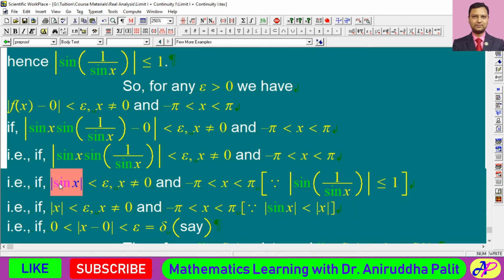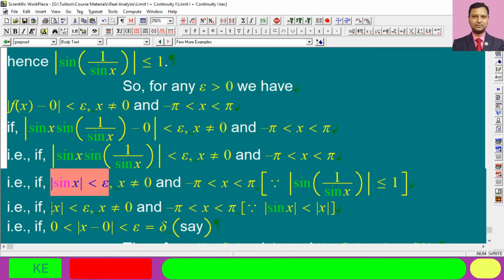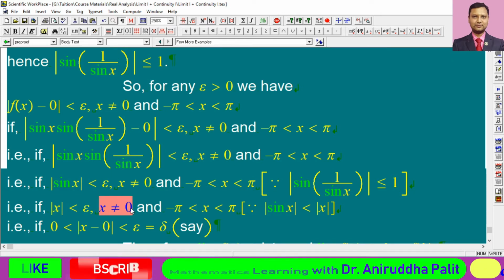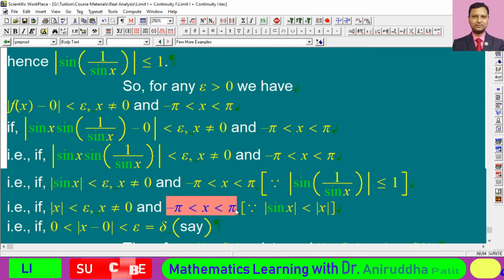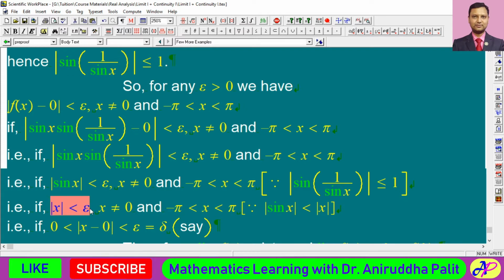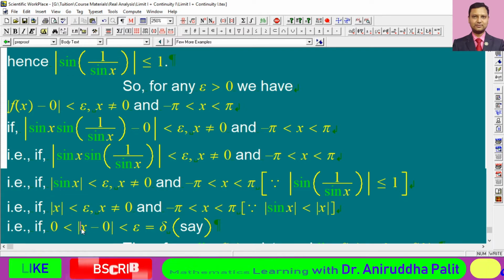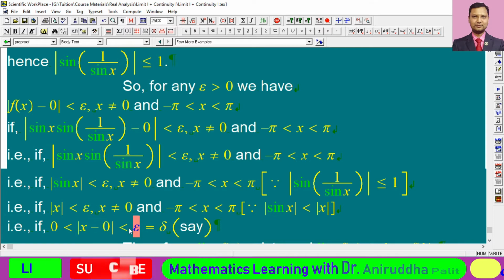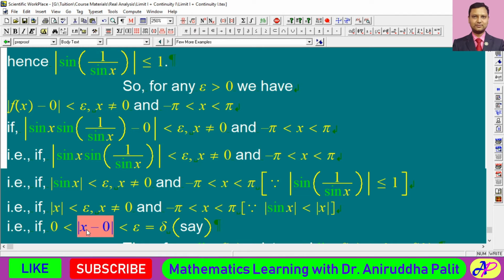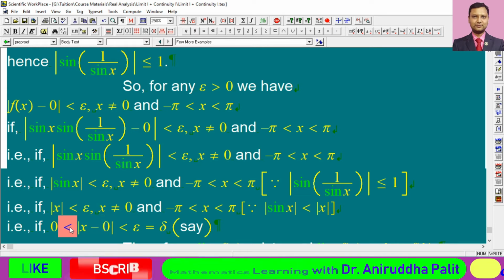that modulus of sin x is less than epsilon if modulus of x is less than epsilon along with x not equal to 0 and minus pi less than x less than pi. So এটাকে একটু ঠিকঠাক ভাবে অ্যারেঞ্জ করার চেষ্টা করছি। মডুলাস অফ x less than epsilon, এটাকে লেখা যেতে পারে মডুলাস অফ x minus 0 that is less than epsilon, x not equal to 0, therefore আমরা বলতে পারবো x minus 0 its modulus should be greater than 0.